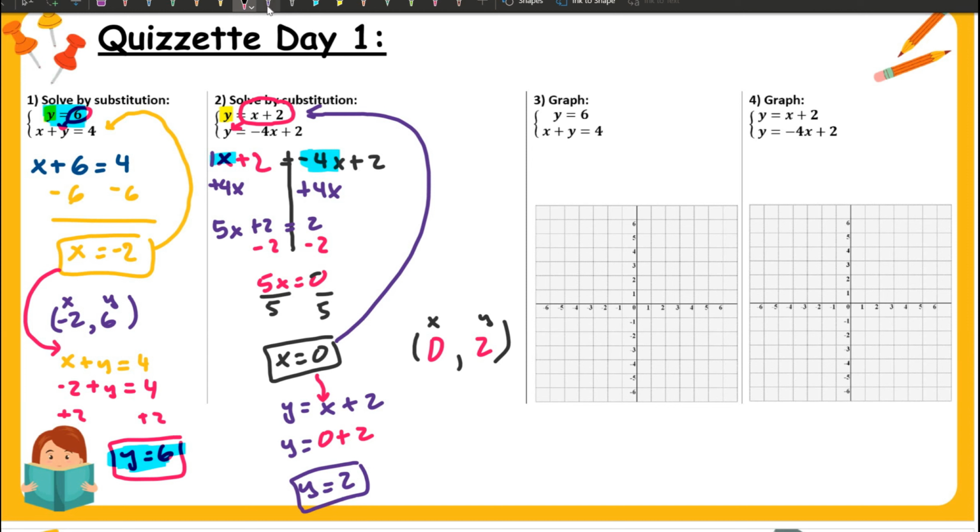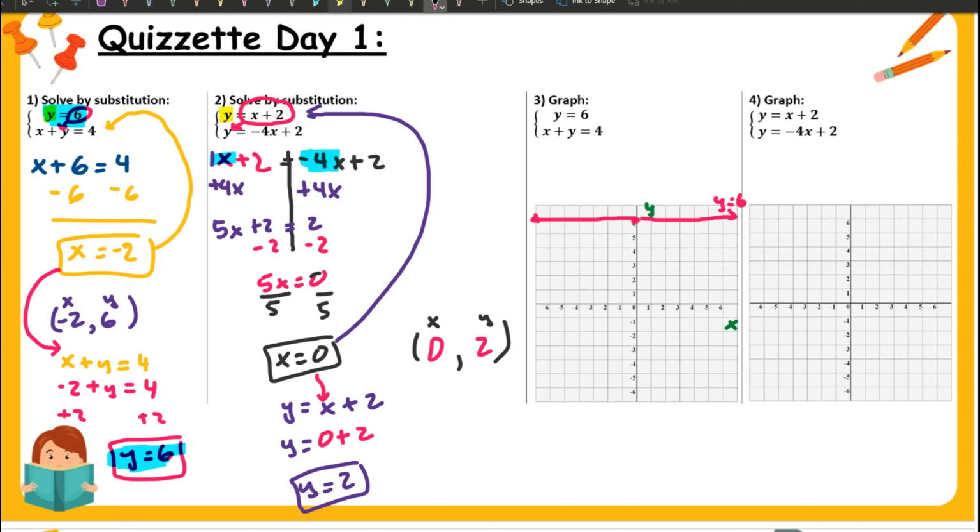Number 3, so we're going to solve it by graphing. We're going to solve the same set of equations. Number 3 and number 1 are the same thing. The difference is in number 3 we have to graph the equations. So y equal to 6. Here's the y-axis, here's the x-axis, sorry. Y equal to 6 is the line that goes through where the y value is 6. So this line is y equal to 6.